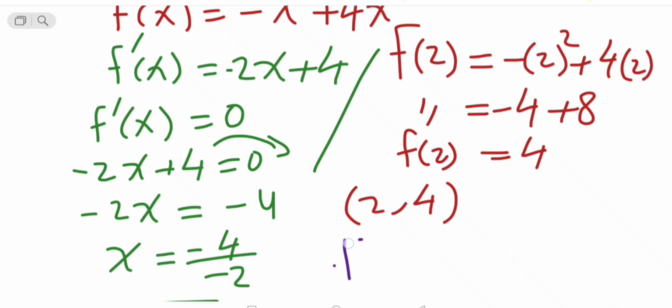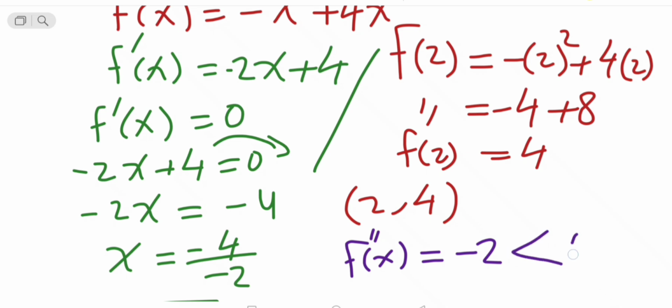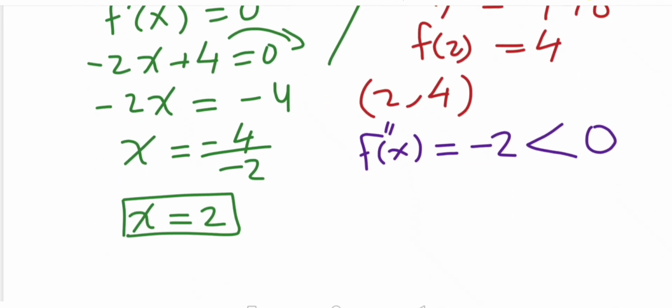So the second derivative is minus 2, because the derivative of x is 1. So what is minus 2? Minus 2 is less than 0. If less than 0, the point is a maximum point. This is the maximum stationary point. I hope you understand and it is clear for you.